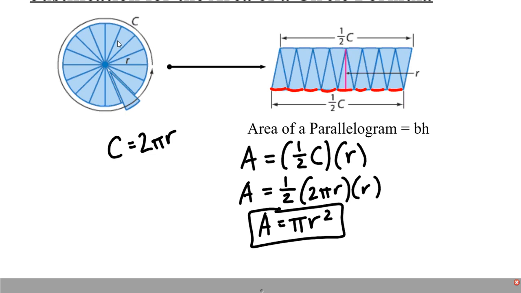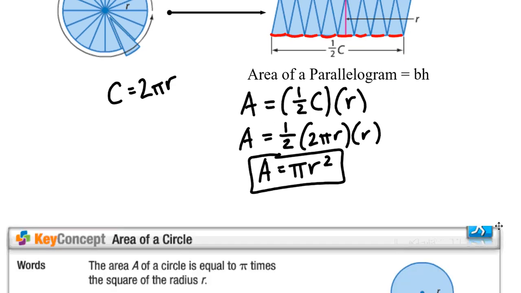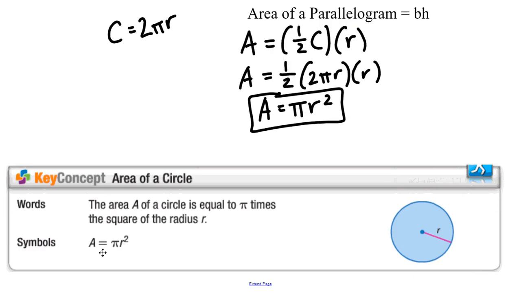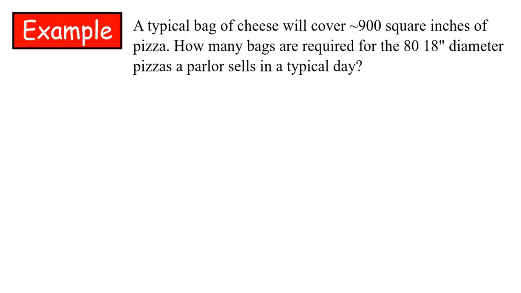How did we get it? We arranged the pieces of the circle into a parallelogram and then calculated the area of that parallelogram. So the book shares with you that the area of a circle is pi r squared. We just showed where it came from. Now once we've proven where it comes from, that's when you get to use it always and forever.